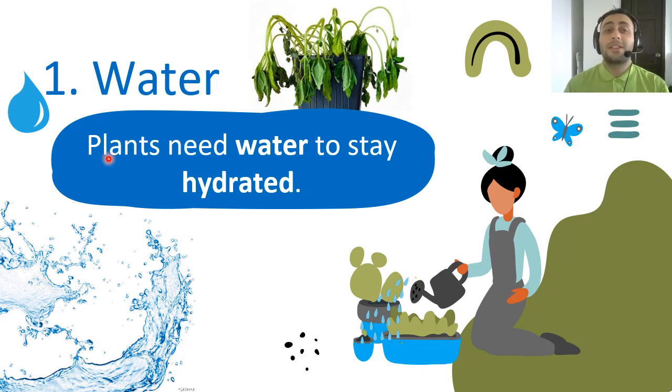Now, plants are also same as us. They need water to stay hydrated. So we have to water plants, or rain comes and helps plants. Now, if the plant doesn't get enough water, it's gonna look like this. It's gonna die. So we have to water them regularly.